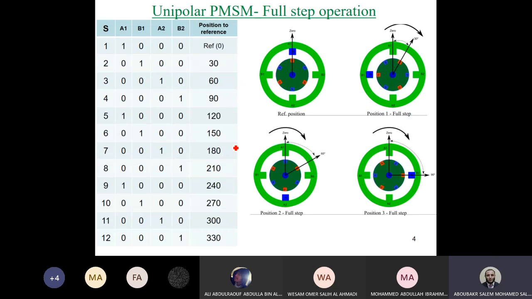So this is the first example for the unipolar permanent magnet stepper motor for the full mode operation step. Let's assume we have a stator, like shown here. We have the first half of the coil, which is A1, and the second half, which is A2. So when we energize one half of the coil, we expect to have a polarity for this tooth only, and the other three teeth will be de-energized.